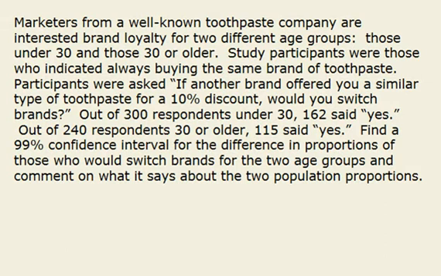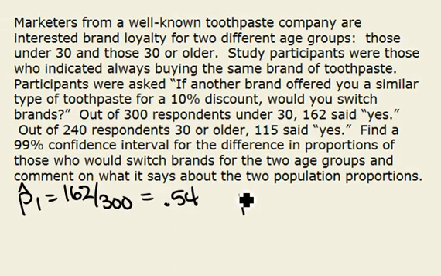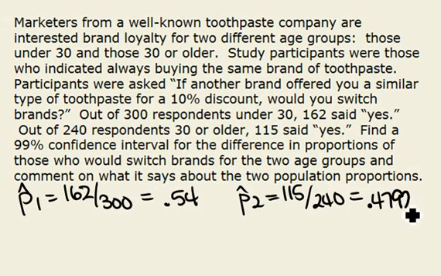Okay, so to start off, we have the group under 30, and 162 out of 300 of them responded yes to this question. So our proportion from our sample for group 1, which we call P1 hat, is 162 divided by 300, and that's equal to 0.54. For group 2, we have 115 out of 240 who responded yes, and that'll give us a proportion of 0.4792.